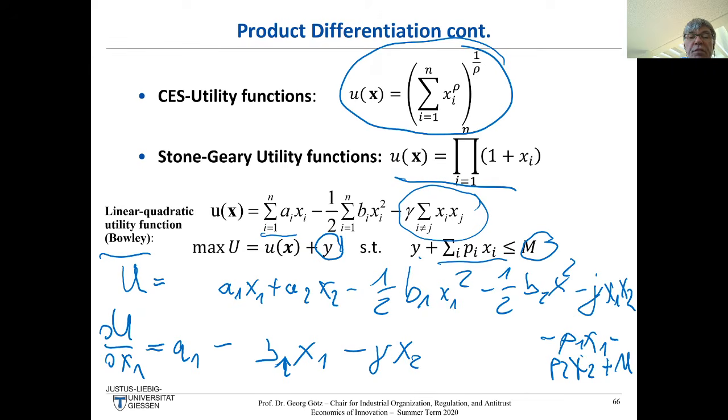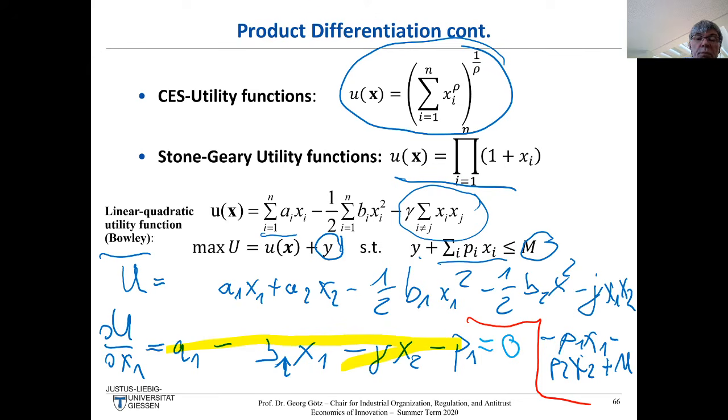And we have the price, minus p1, and going back, minus x1, and that's supposed to be equal to 0. But what you see here, I cheat a little bit. I erase the 0 here, and I also erase that equality sign.